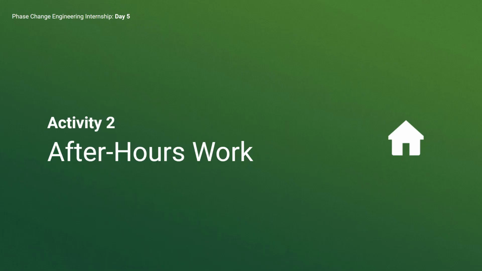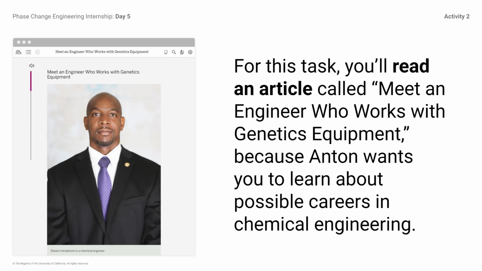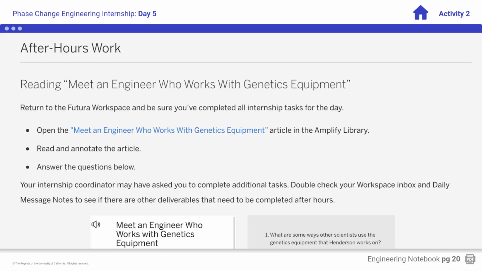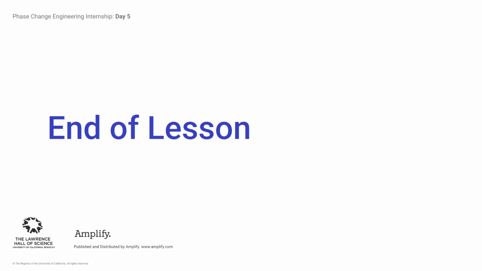This can be beneficial if you change your minds or you make a mistake when submitting the form the first time. Activity 2, After Hours Work. For this task, you'll read an article called Meet an Engineer Who Works with Genetics Equipment, because Anton wants you to learn about possible careers in chemical engineering. Students, complete the task after hours. End of lesson.